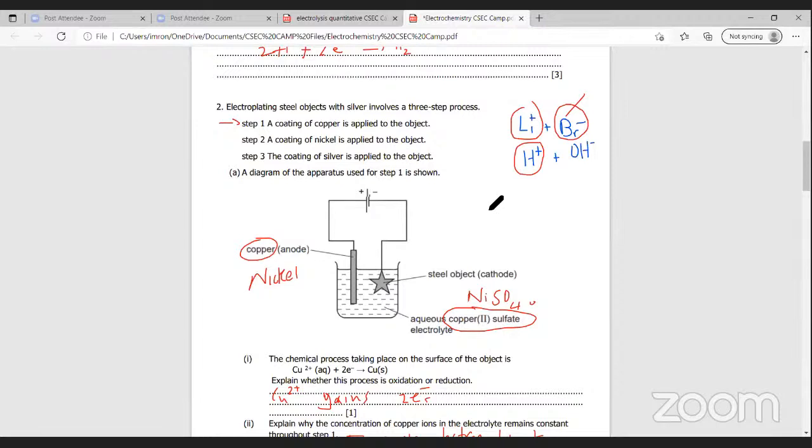And then the inactive or inert electrodes are like graphite and platinum. They don't change. They don't take part in the reaction. The reaction takes part in the electrolyte, and that's where the change occurs, and they stay the same. Okay?